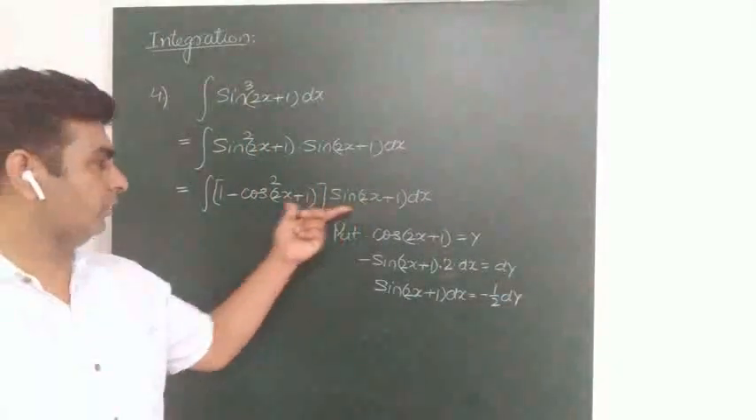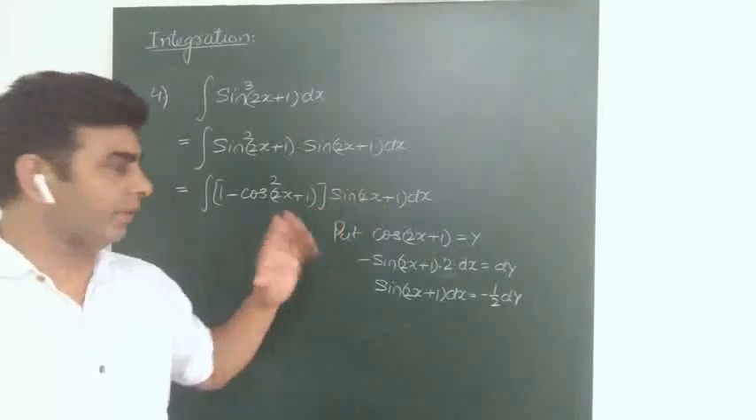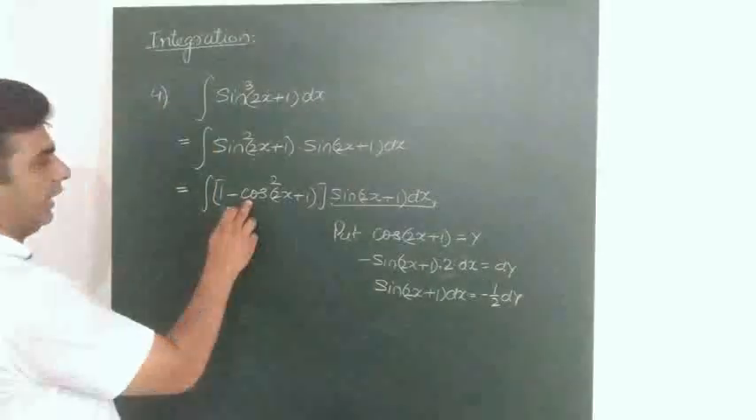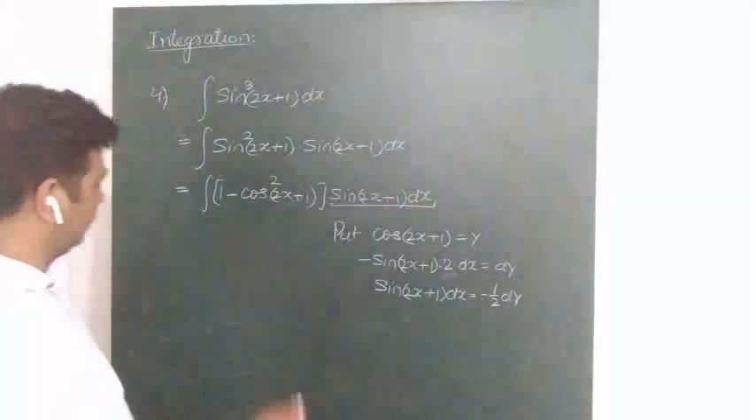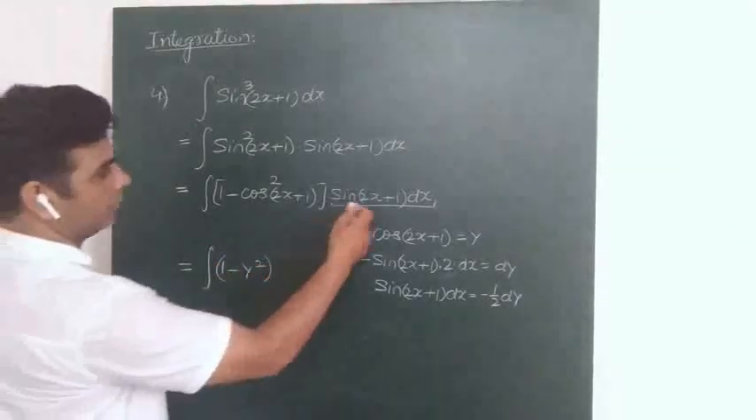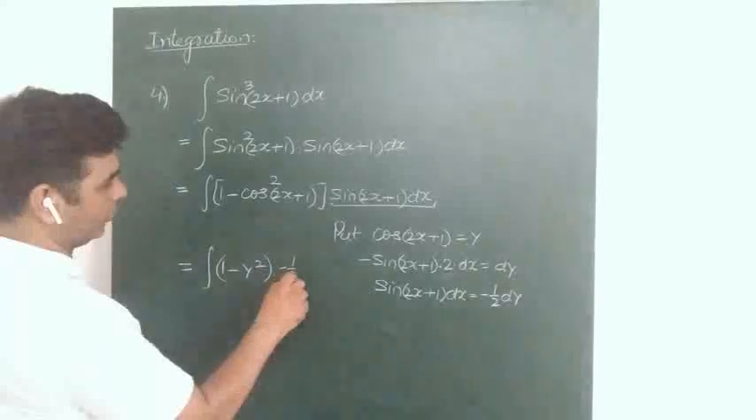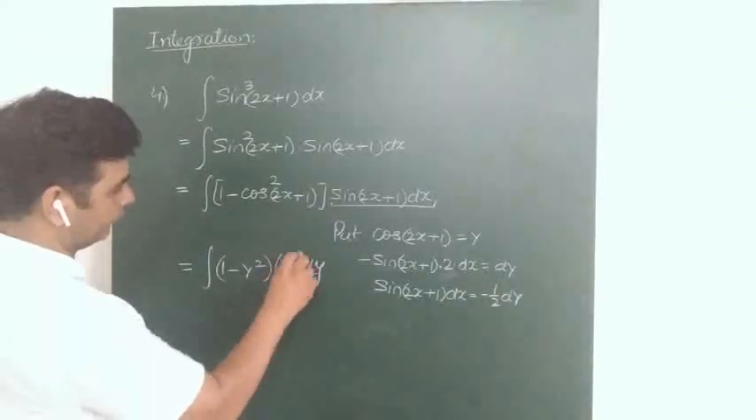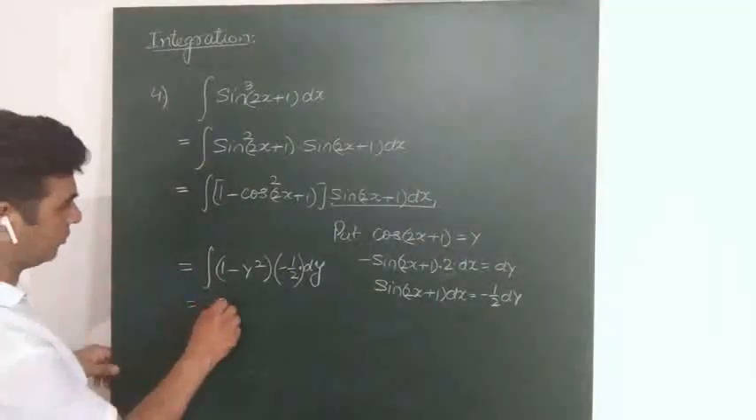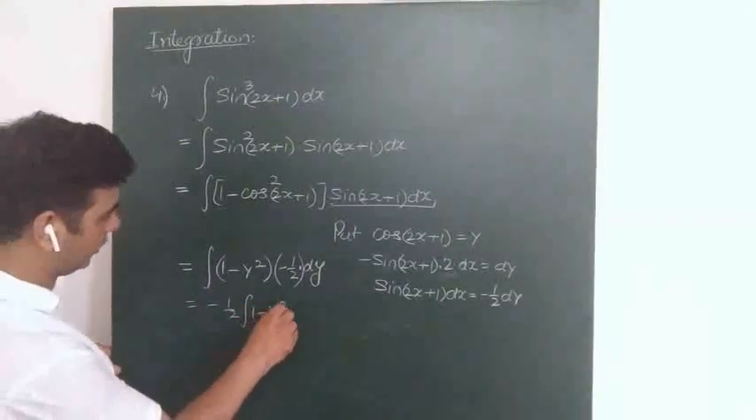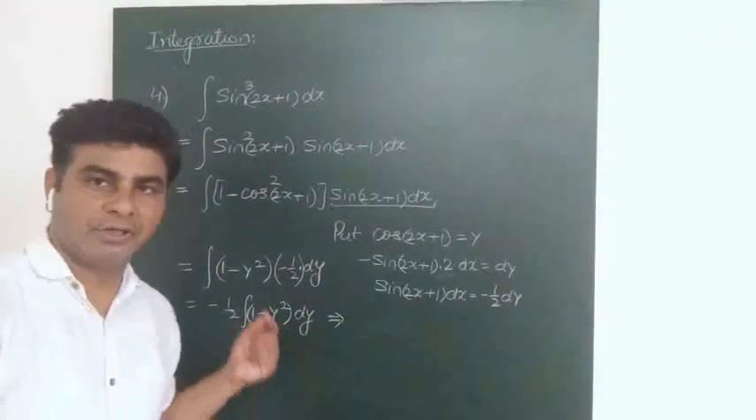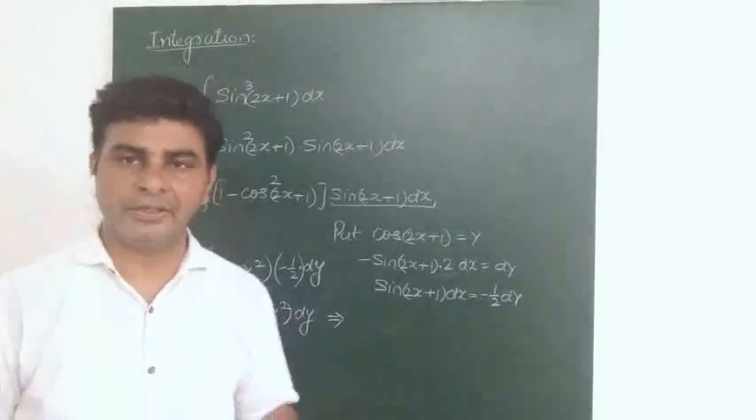Now replace the complete quotient in the form of y, replacing this term by minus 1 by 2 dy and cos 2x plus 1 by y only. The quotient will now be 1 minus y square, and in place of this term, minus 1 by 2 into dy. This minus 1 by 2 will be taken outside the integration. So this is minus 1 by 2, 1 minus y square into dy, so the terms are in separation form. You can do the integration by separation.